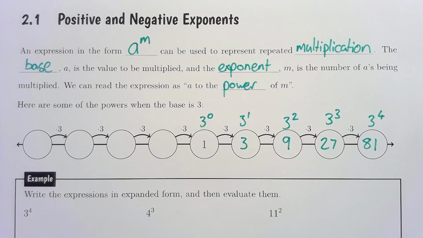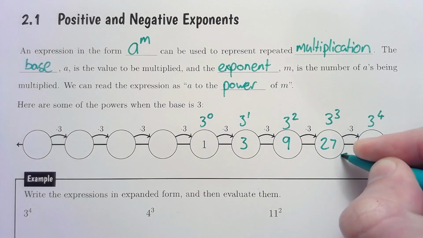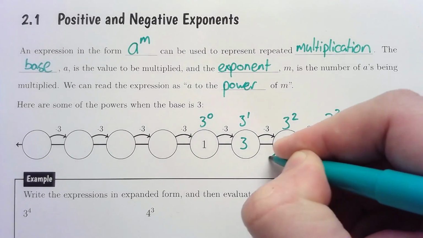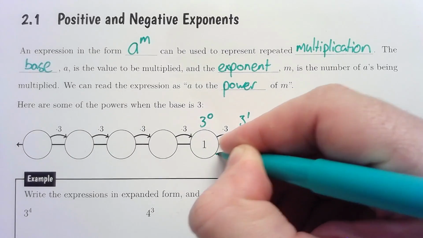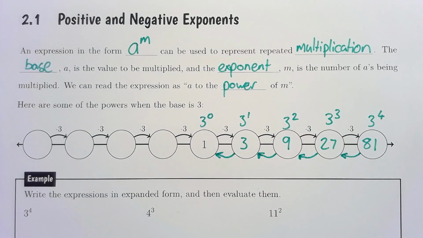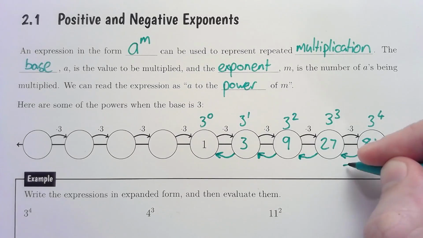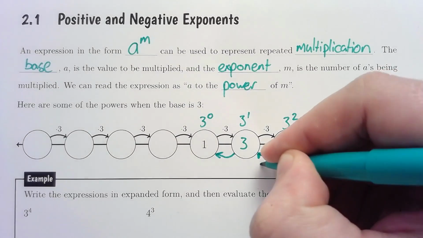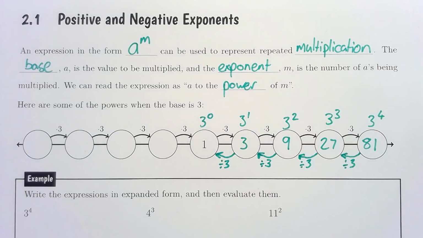Now this is all useful for going forwards along this chain of powers of 3. But what if we want to go backwards? What if we want to go the other way? Well, in math, whenever we want to work backwards, we always need to do the opposite or inverse operation. And the inverse of multiplying by 3 is dividing by 3. So we can work along this chain by dividing by 3 to go backwards.